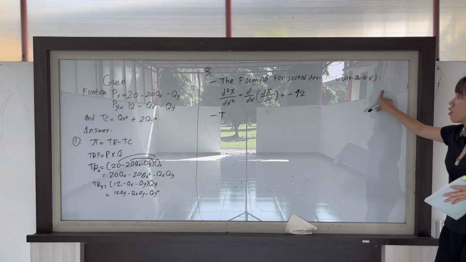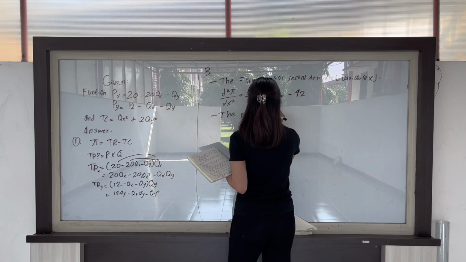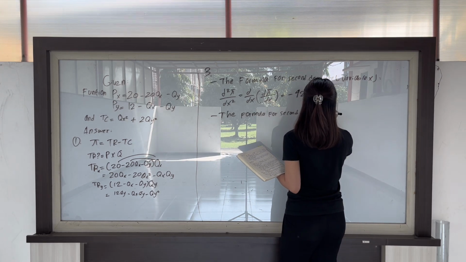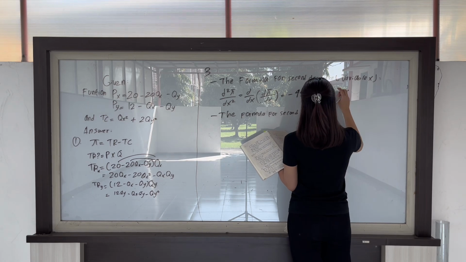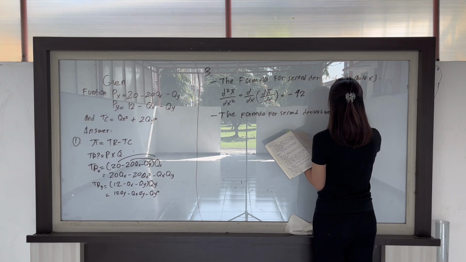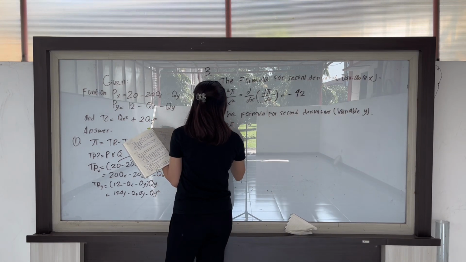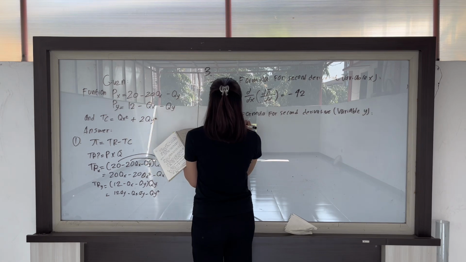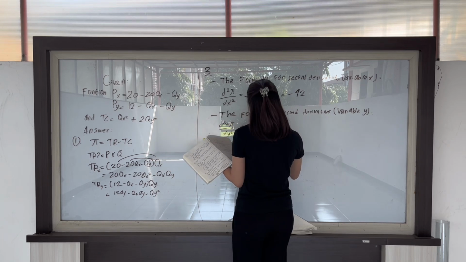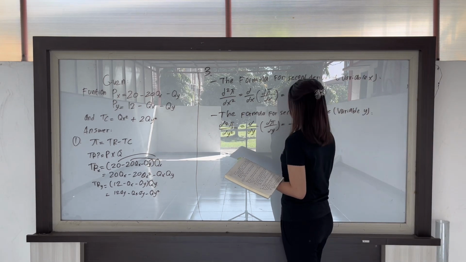Now we find the second derivative for variable y. The formula is dou squared P over dou y squared equals dou over dou y of dou P over dou y, and the result for the second derivative with respect to variable y is minus 6.